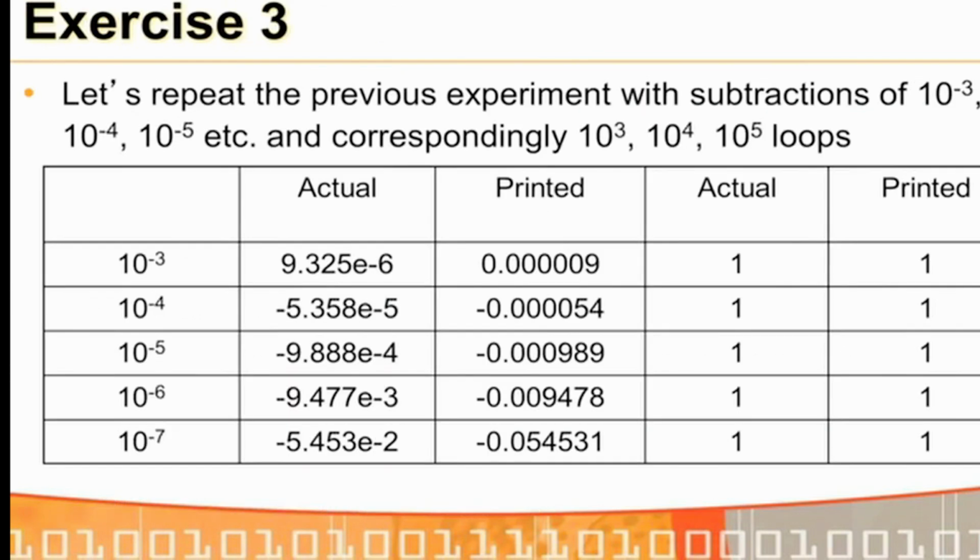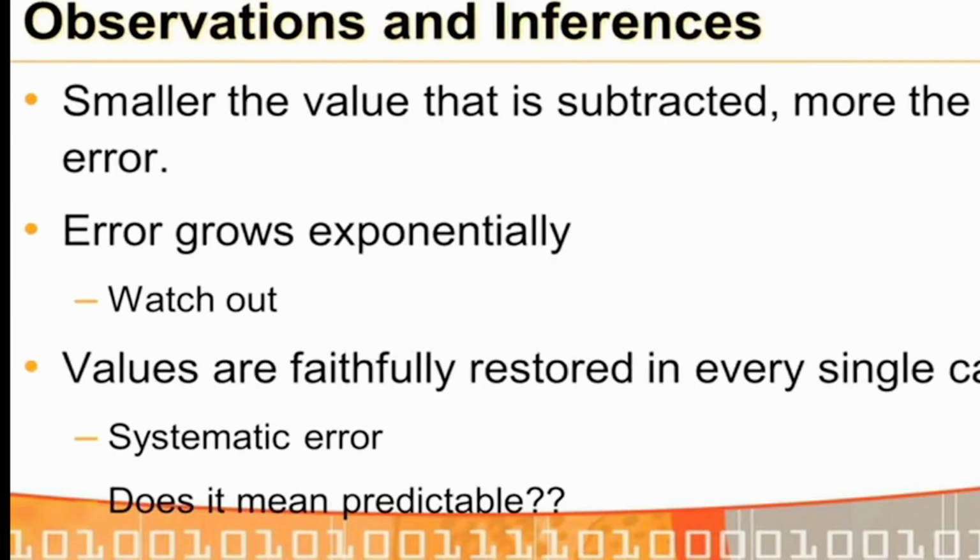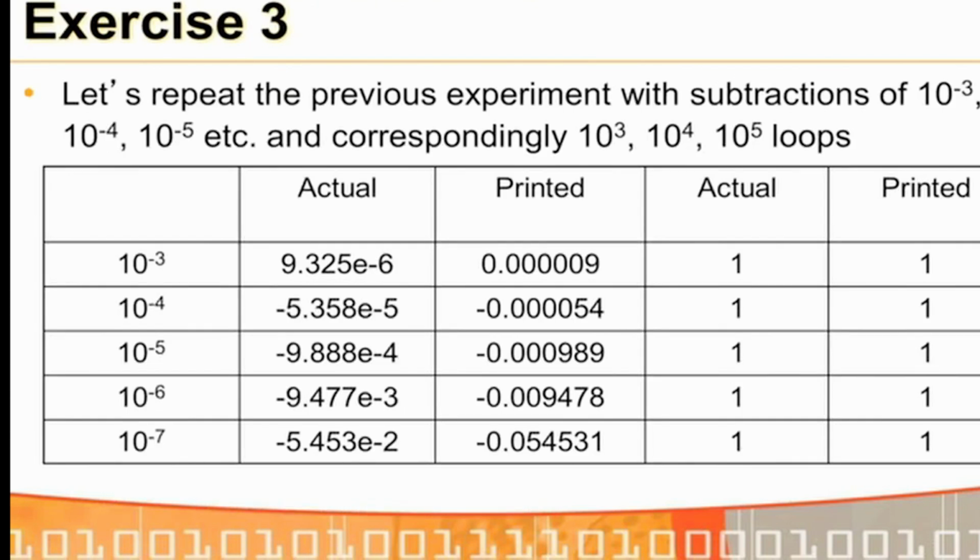Please see that the smaller the value that is subtracted, the more the error. That is also very important. This is becoming 10 power minus 3. The error was 10 power minus 6 here. It became 10 power minus 3 here. Error was 0.00009, which has now become 0.09478. So some orders of magnitude the error has crept in. The smaller the value I subtract, like 1 minus 0.00001, the more the error. Are you able to see this?